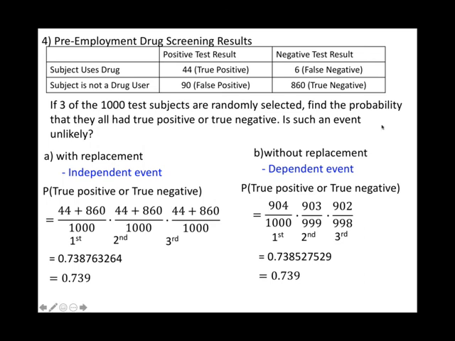Okay, let me answer the last question here first. Is such an event unlikely? Remember what unlikely events are? When the probability is very small, less than or equal to 5%, right? So here, this is greater than 5%. So the event is not unlikely.